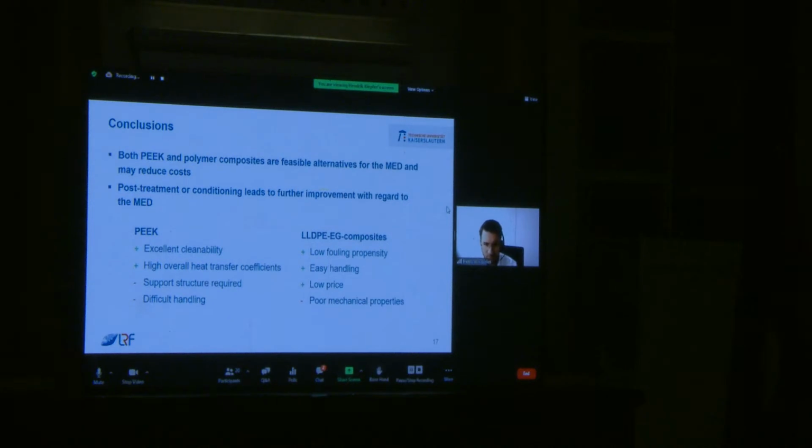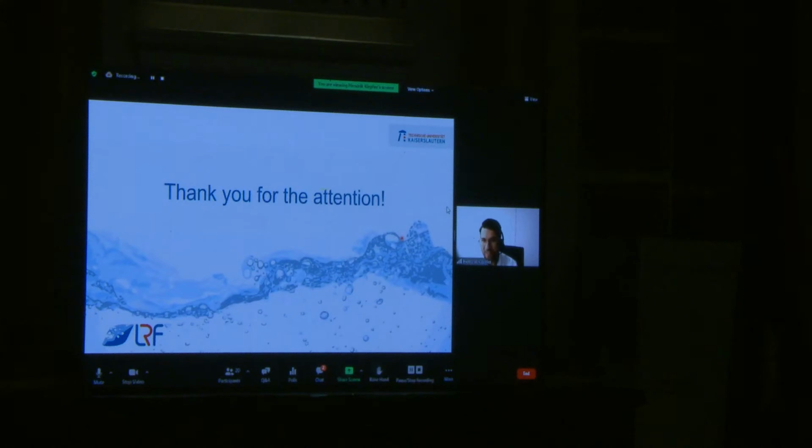The polymer composites, on the other hand, are very affordable, and it is because of the materials polyethylene and graphite. And it is possible to extrude blades or tubes, which makes the handling easy. Nevertheless, the materials are not as pressure resistant as stainless steel. Thank you very much. I've reached the end. Thank you for your attention, and I'm now at your disposal for any questions.